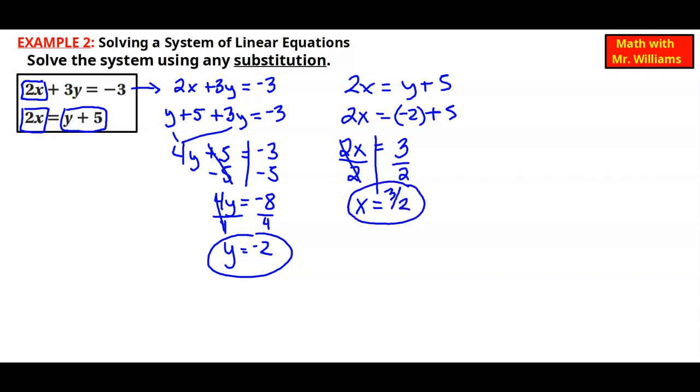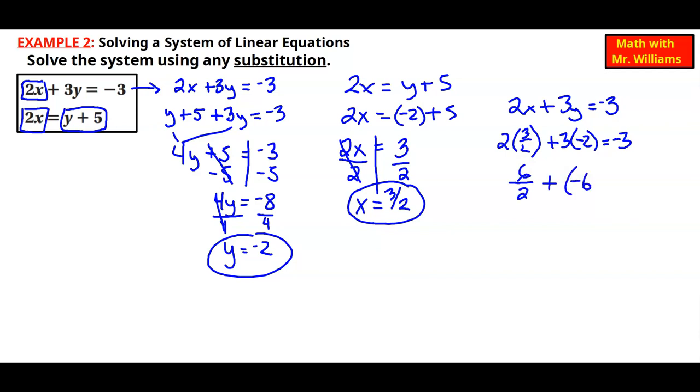Let's go ahead and plug both those back in to see what we have. So let's go ahead and use that first one. So we have 2x plus 3y equals negative 3. The x is going to be a 3 over 2, and the y is going to be a negative 2. So let's substitute. 2 times 3 over 2 is going to give us 6 over 2. Plus, we have 3 times negative 2 will give us a negative 6. That equals negative 3. 6 over 2 will give us 3.